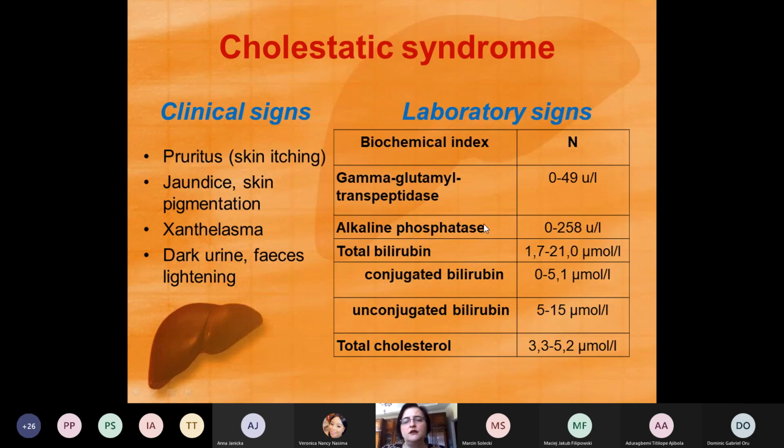Alkaline phosphatase, another enzyme. A lot of enzymes are present in the liver, you have to understand, but what exactly will show us the cholestatic syndrome. Sure, and bilirubin, both conjugated and unconjugated. And total cholesterol, yes, sure, because it's cholestatic syndrome.